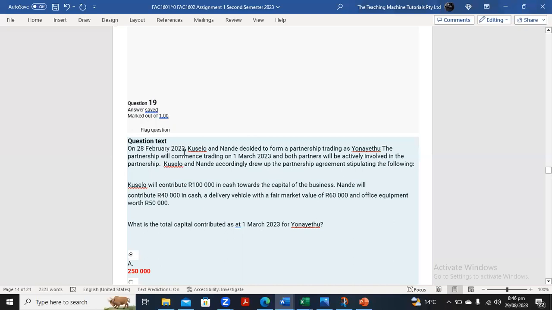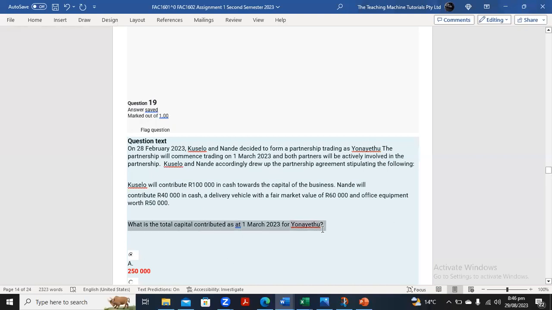On the 28th of February, Kuselo and Nande decided to form a partnership trading as United. The partnership will commence trading on 1st March and both partners are actively involved in the partnership. Kuselo and Nande agreed through a partnership document, stipulating the following. Kuselo will contribute 100,000 in cash towards the capital. Nande will contribute 40,000 in cash and a delivery vehicle with a fair value of 60,000.